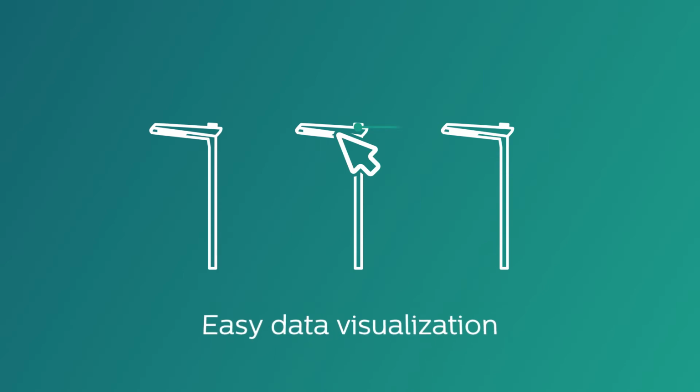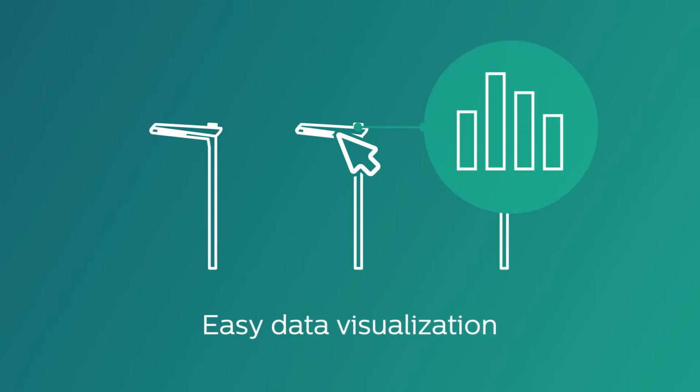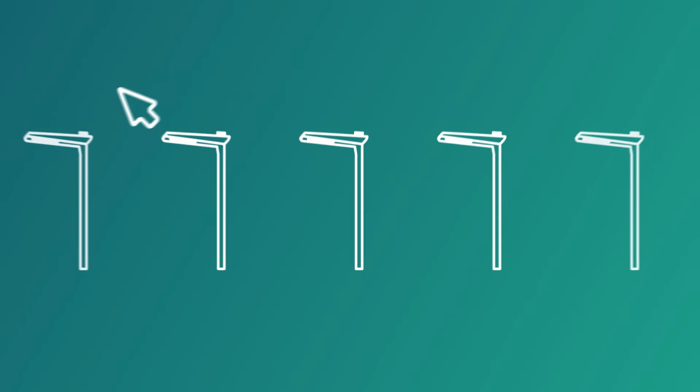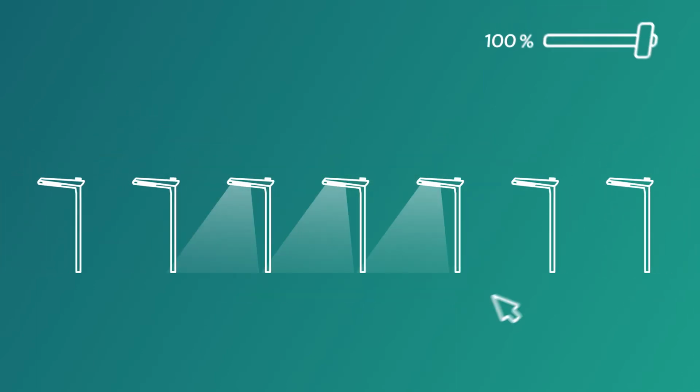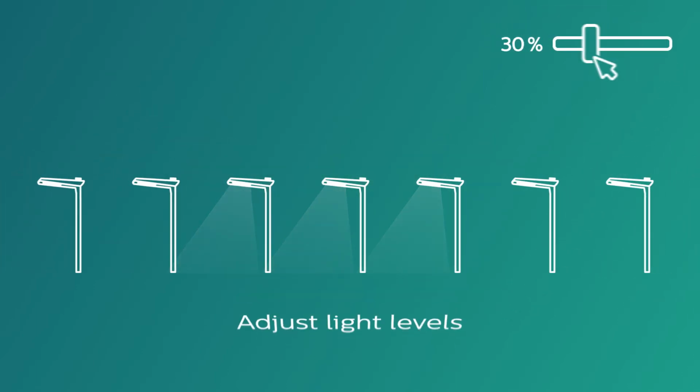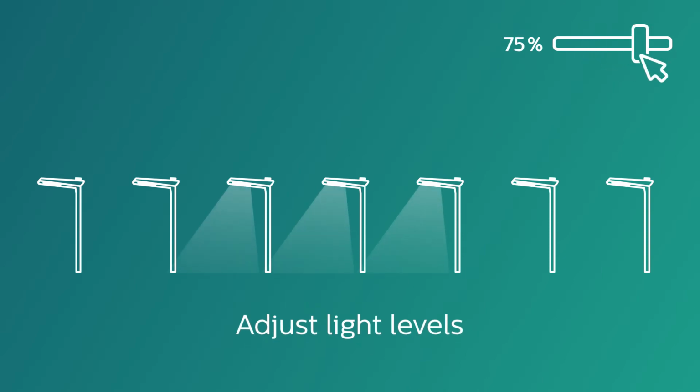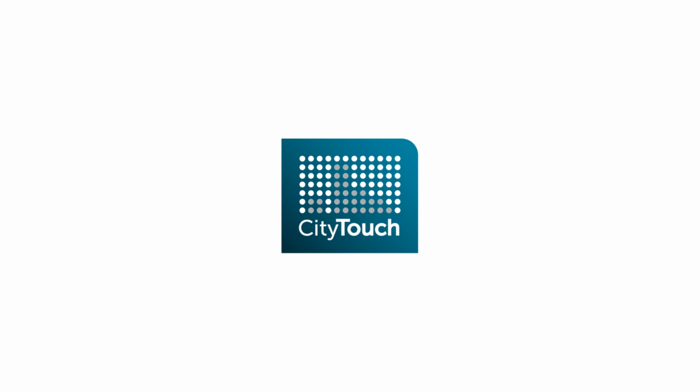Easy data visualization leads to a high level of transparency. Lighting operators can easily select individual light points and adjust light levels in real time. These are some of the ways that your city can benefit from CityTouch.